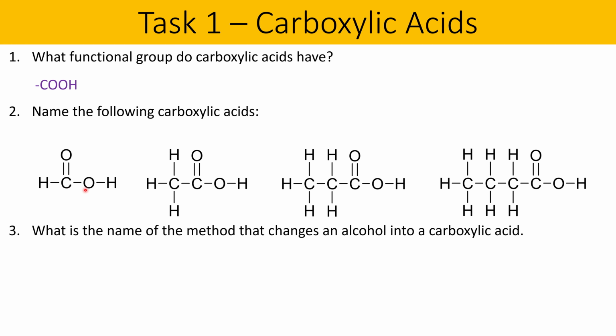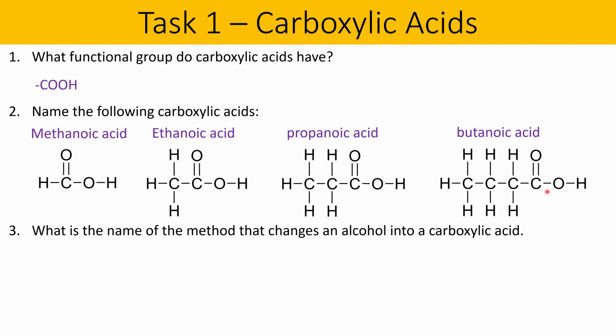So this one only has one overall, so it gets the prefix meth, and anoic acid is the suffix, so we've got methanoic acid here. Next one's got 2 carbons overall, so it's ethanoic acid. This one's got 3 carbons overall, so we've got propanoic acid, and this one here with 4 is butanoic acid. If we were to have 5, it would be pentanoic, 6 hexanoic, 7 heptanoic, 8 octanoic, 9 nonanoic, and 10 decanoic acids.